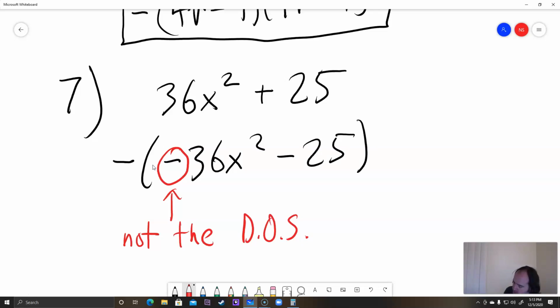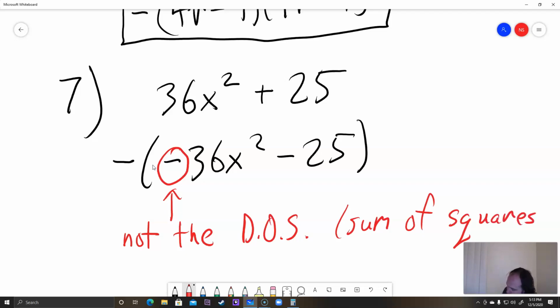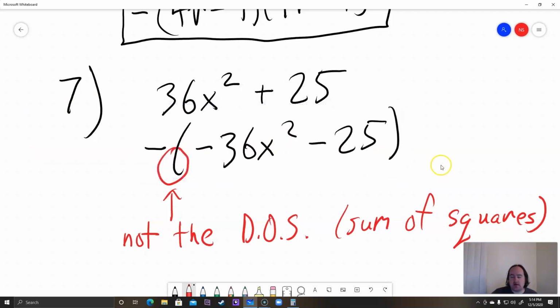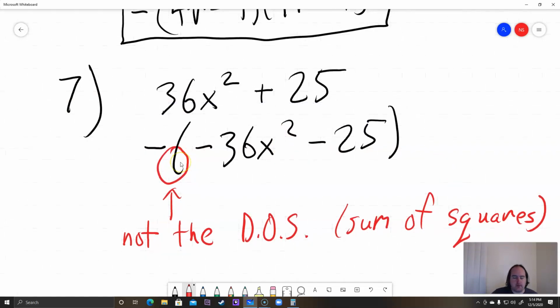Okay? Which means it's the sum of squares. Now I know that sounds very confusing because we can see here that we're subtracting. But it's called the sum of squares because both terms are positive. So if you factor out a minus, both terms are negative. And so that's considered unfactorable. Okay?